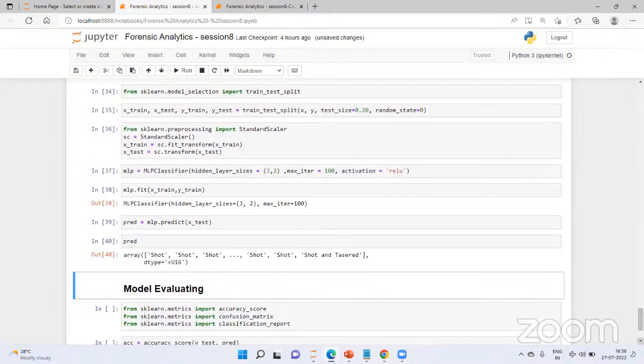So the output variable is method. So short, etc. These are the methods.